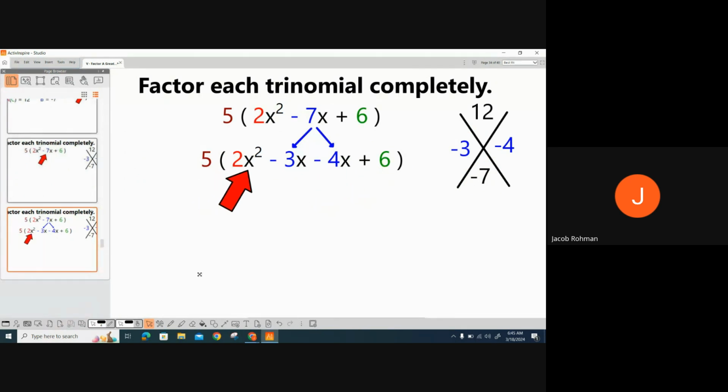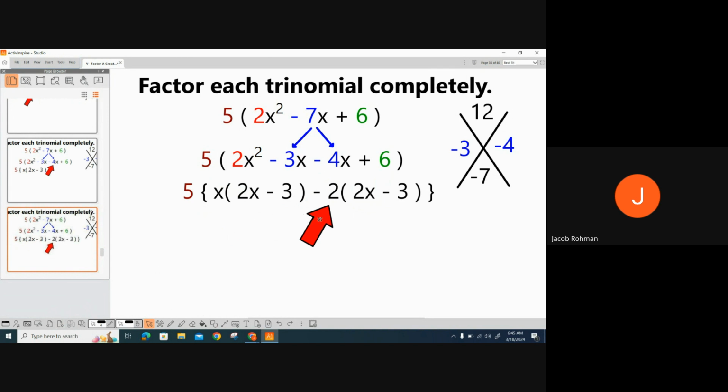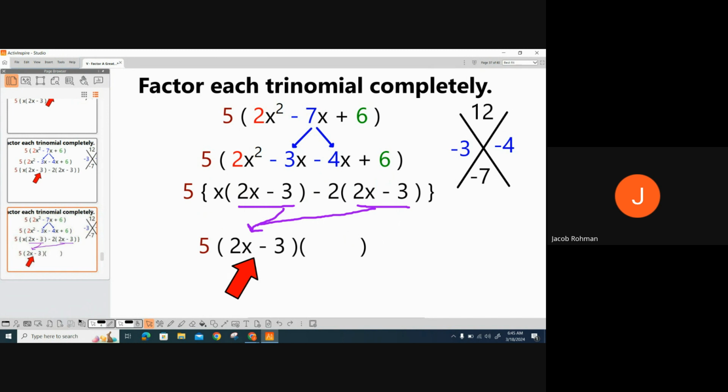So the GCF here of the first two terms is going to be x, leaving us with 2x minus 3 in parentheses. Here the GCF is going to be negative 2, leaving us with 2x minus 3 inside parentheses. And now we have the common binomial, 2x minus 3, which we can factor out. And again, notice how the 5 of the GCF has followed us all along here. So the 2x minus 3 follows, and then inside the second set of parentheses, we're going to have our leftovers, which are going to be x minus 2 here.